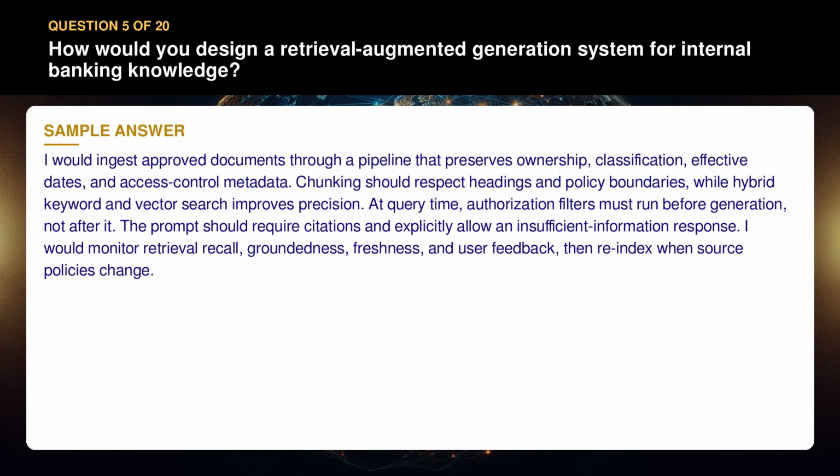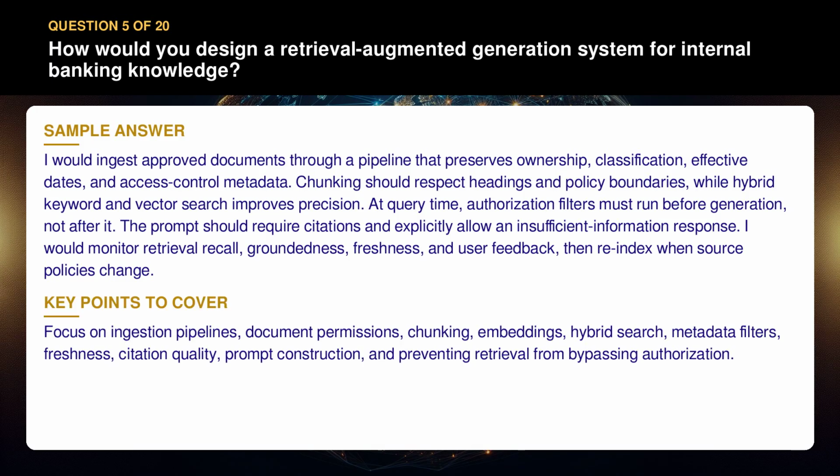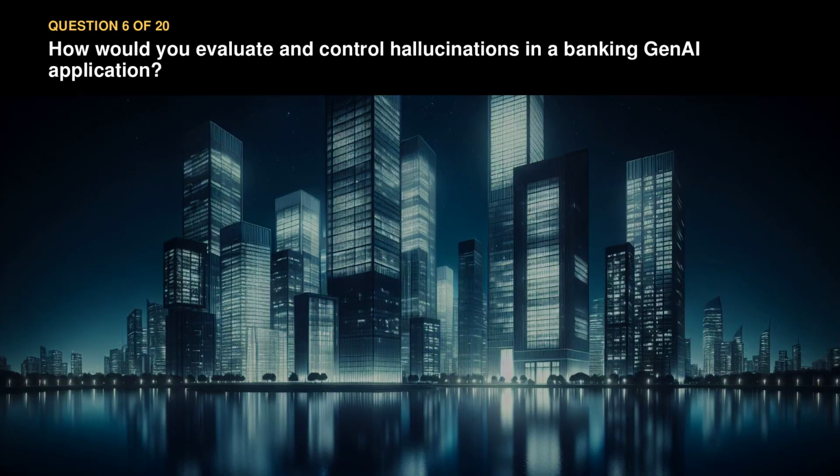The prompt should require citations and explicitly allow an insufficient information response. I would monitor retrieval recall, groundedness, freshness, and user feedback, then re-index when source policies change. Focus on ingestion pipelines, document permissions, chunking, embeddings, hybrid search, metadata filters, freshness, citation quality, prompt construction, and preventing retrieval from bypassing authorization.